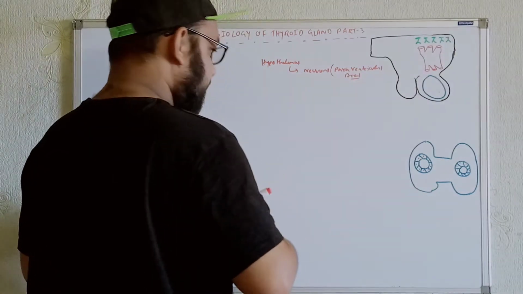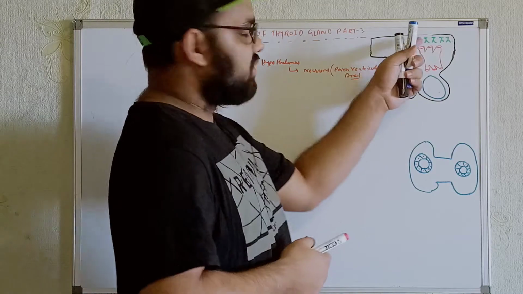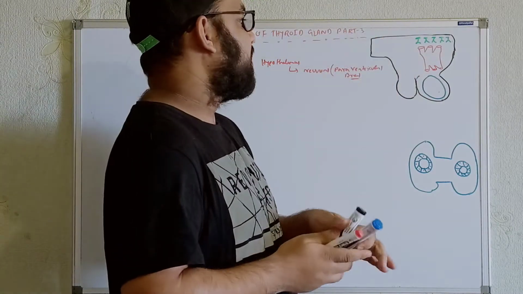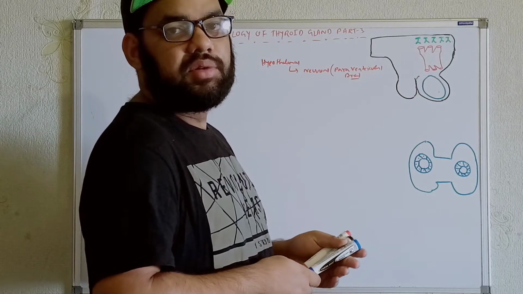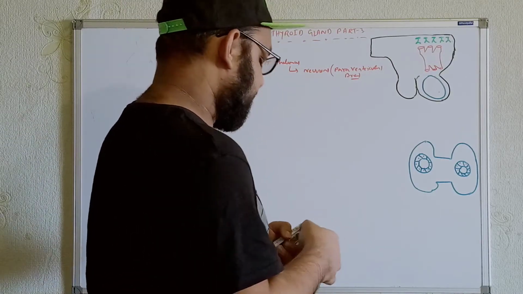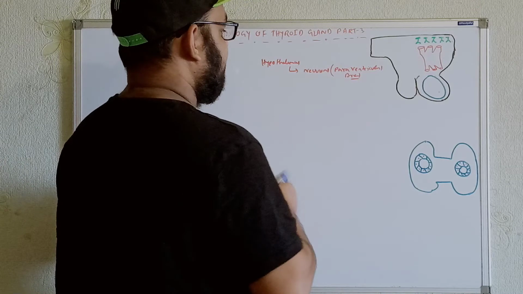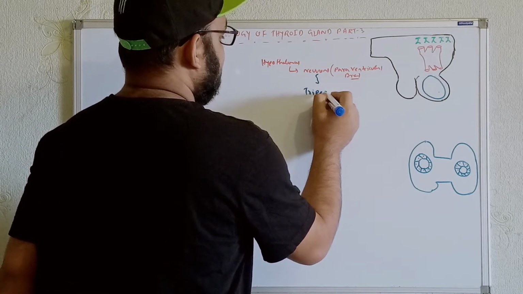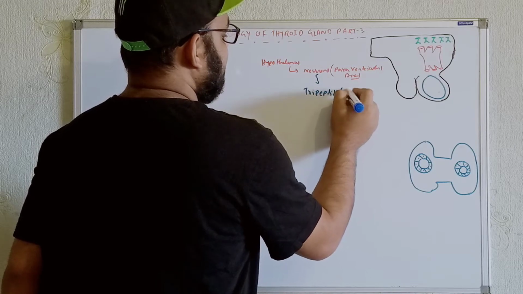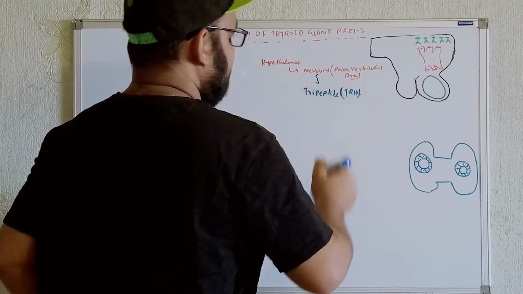Now we will see that these special neurons within the paraventricular area can release a tripeptide. What will they release over here? They can release what? A tripeptide. What is the tripeptide over here? It is TRH. Okay.